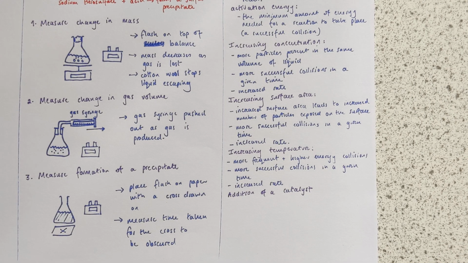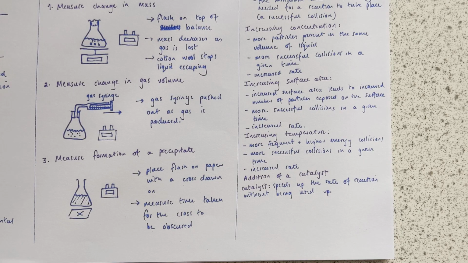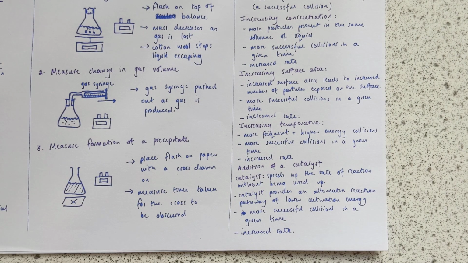The final thing to look at is the addition of a catalyst to a reaction. For example, the manganese(IV) oxide we add to the hydrogen peroxide reaction. And the first thing just to note is the definition of what a catalyst actually is. A catalyst speeds up the rate of reaction without being used up itself. And how it achieves that speeding up of the reaction is as follows. How a catalyst works is that it provides an alternative reaction pathway of lower activation energy.